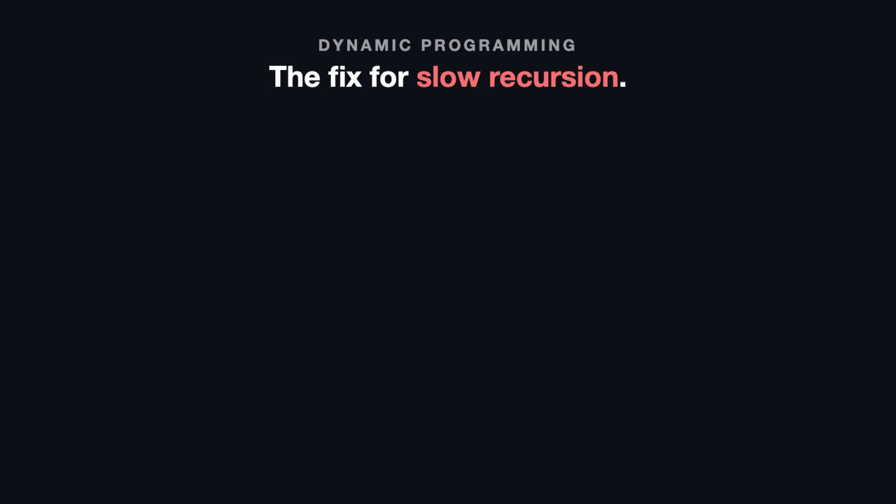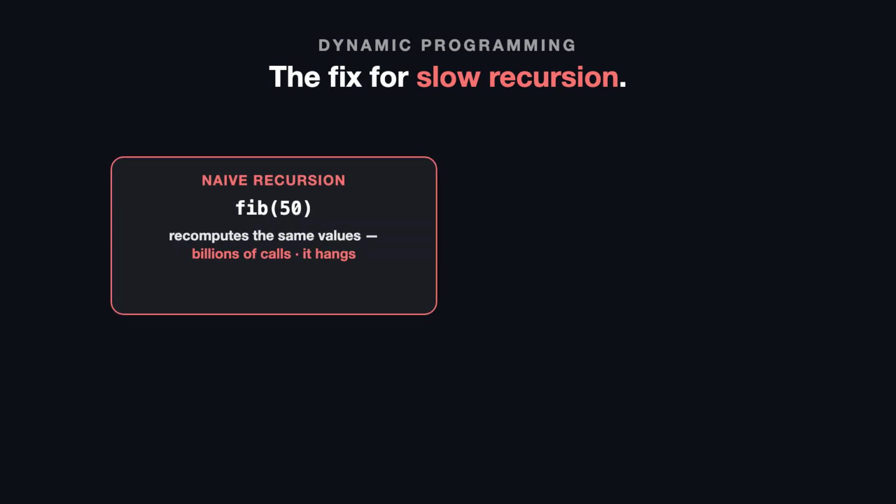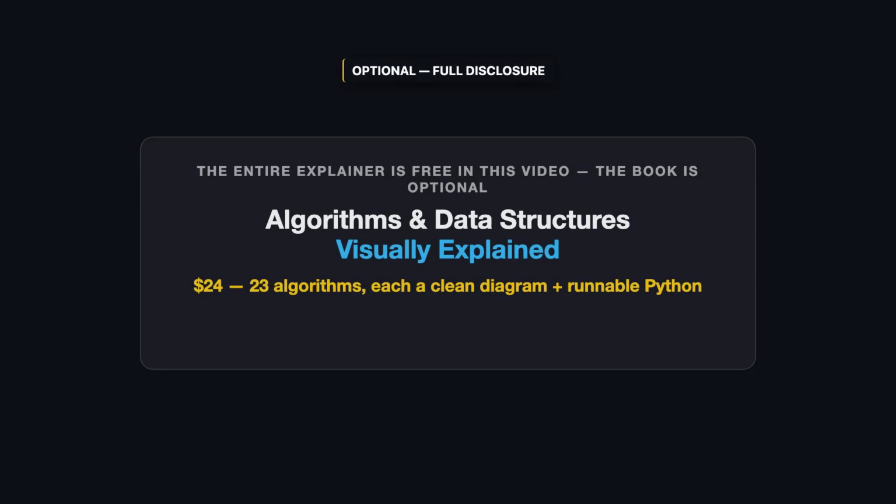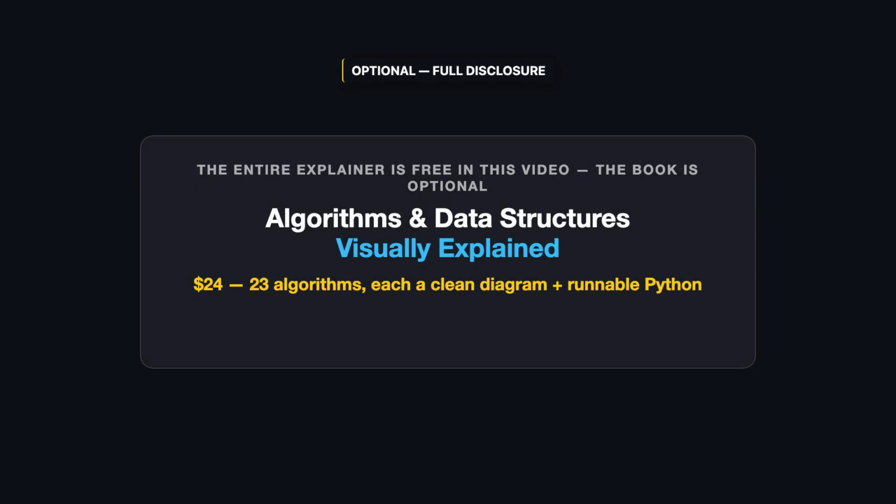This is naive recursive Fibonacci, and it is painfully slow. To find fib of 5, it recomputes the same values again and again. For fib of 50, that is billions of wasted calls, and your program hangs. But one tiny change makes it instant. Solve each subproblem once, remember the answer, and reuse it. That is dynamic programming.